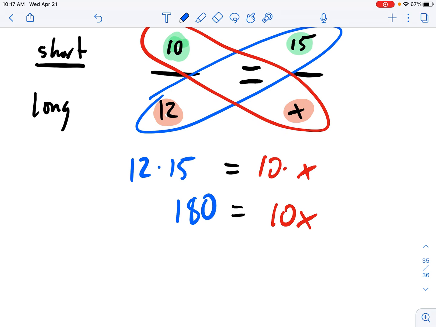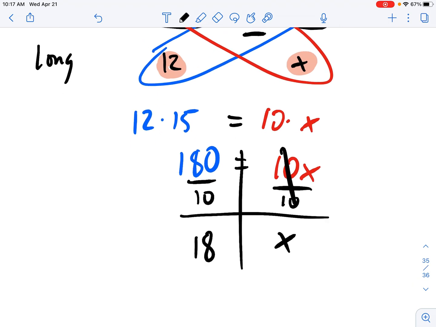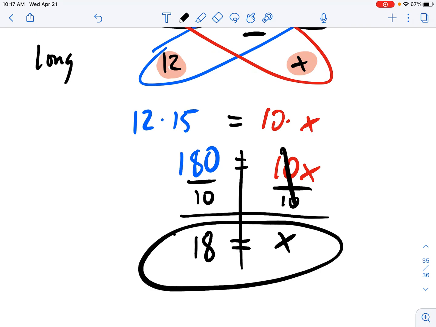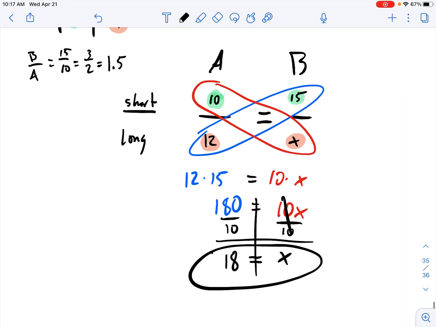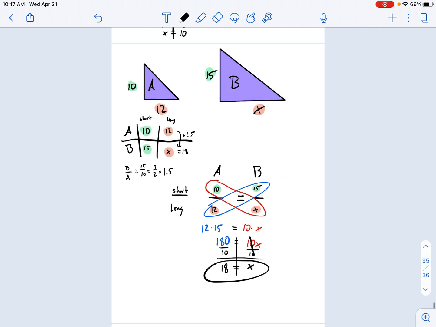And then to get x all by itself, our goal is to get x all by itself. The opposite of multiplying by 10 is dividing by 10. So these cancel out. Divide by 10 on both sides, and you're left with 18 equals x. All right, so that is our answer, x equals 18. So it's a lot easier than the other way of doing it. So it goes really quick.